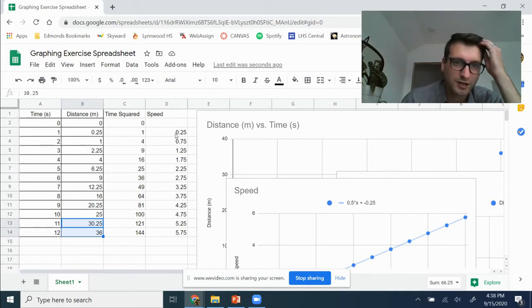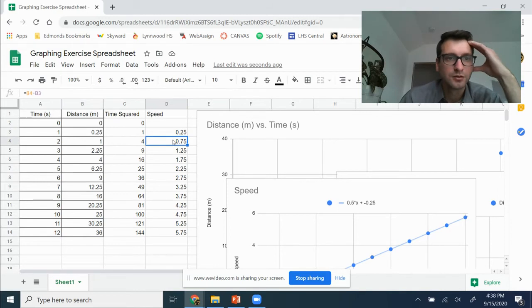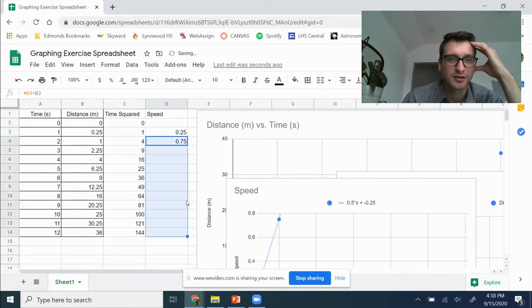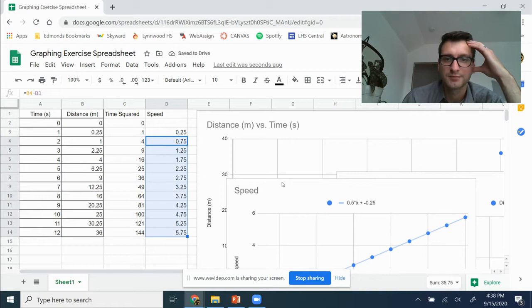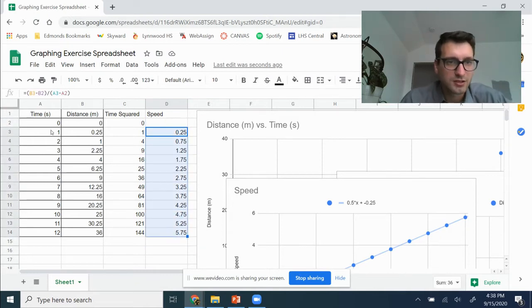You can do it automatically, or you can just put in a little equation to have it do that, and then pull that equation down and apply it to all the other cells. Then you just need to make a graph of your speed and your time.